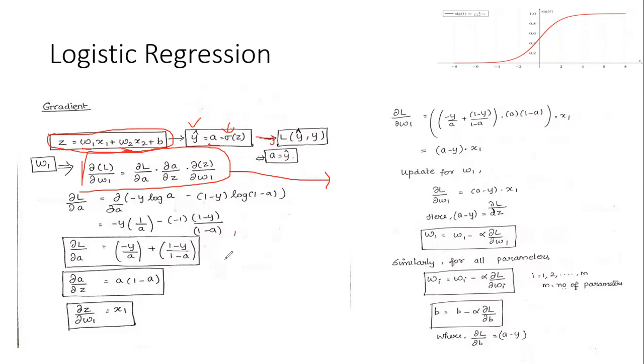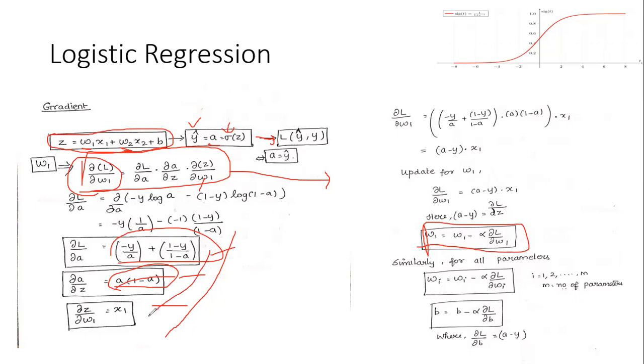And it turns out that if you keep on following this, DZ over DW1 is X1, and DA over DZ is A into 1 minus A, and DL over DA is this form. So now I have to multiply these three to get the value of this differential, based on which I update W1. Here is the W1 update equation: W1 equals the current value of W1 minus alpha into DL over DW1, which is the multiplication of these three.